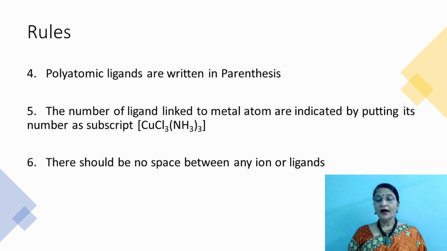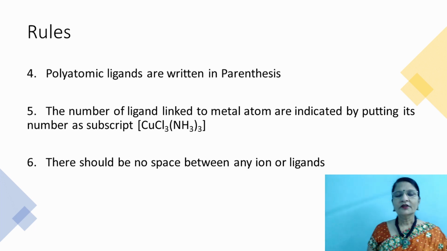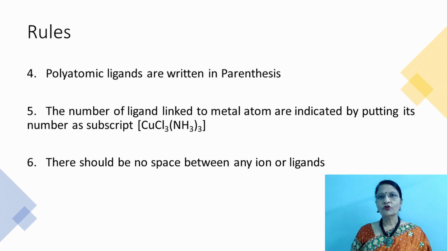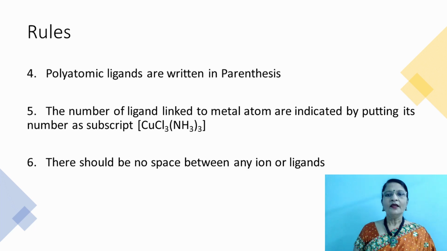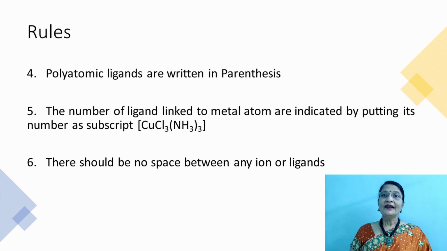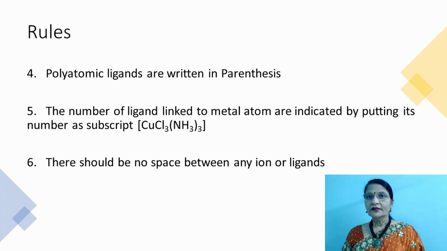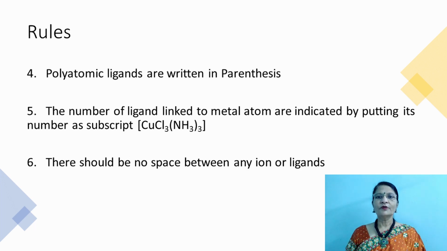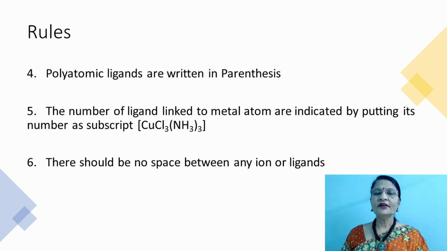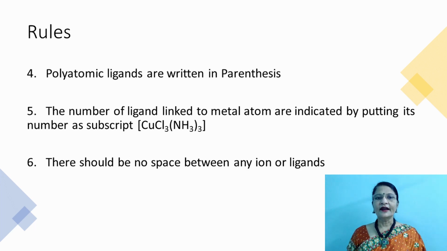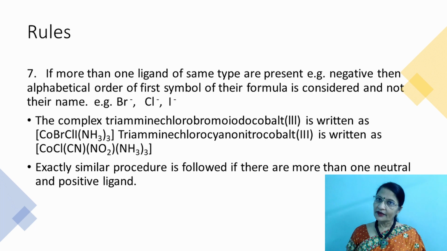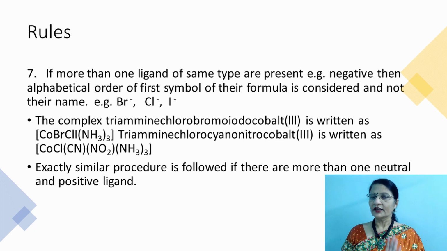Another main condition for the writing of the formula is that there should be no space in between the metal ion and ligands, followed by the counter ion. There should be no space in between these ions and the ligand. But in some cases, if we take the example of the negative ligand, we know the sequence in which the ligands are written: negative, then neutral, then positive.